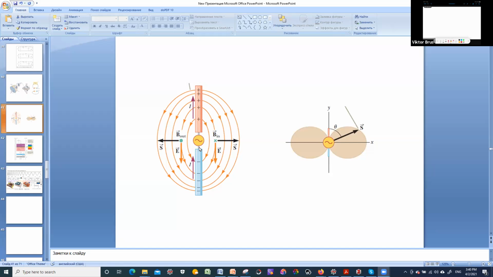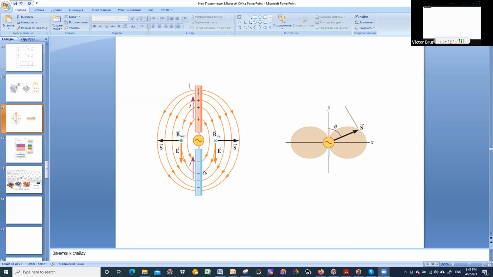And when we apply a voltage varying in time, in magnitude and also in polarity, it forces electric charges to move along these conducting rods with some certain acceleration. This is the only opportunity to generate electromagnetic waves.